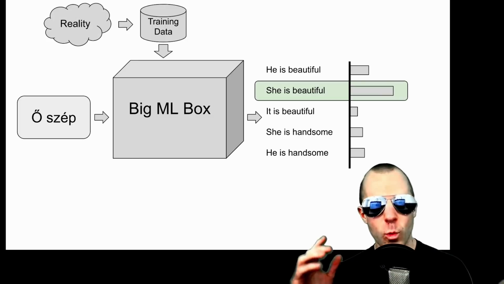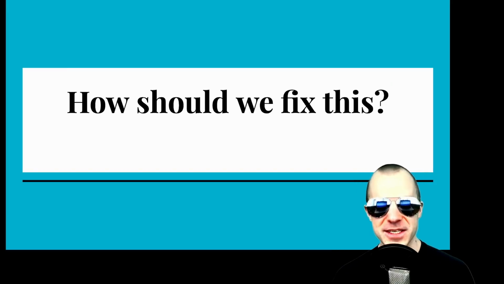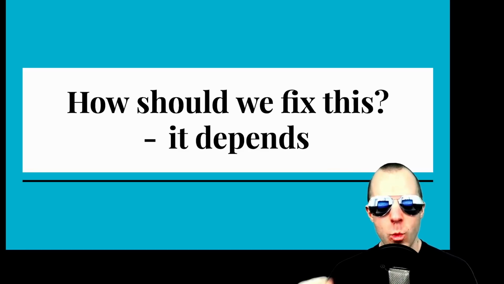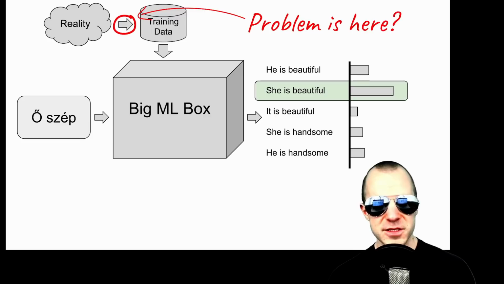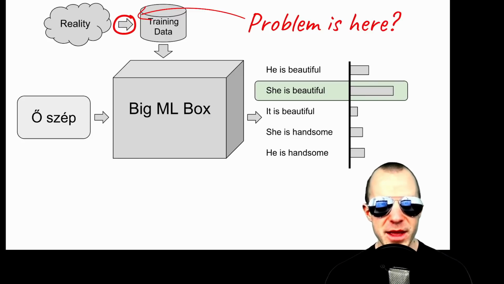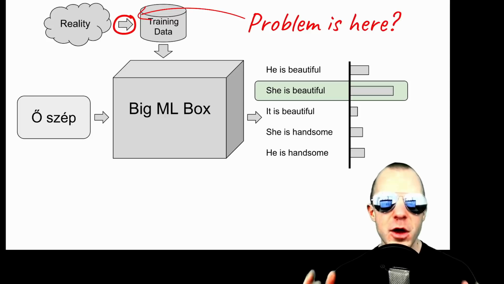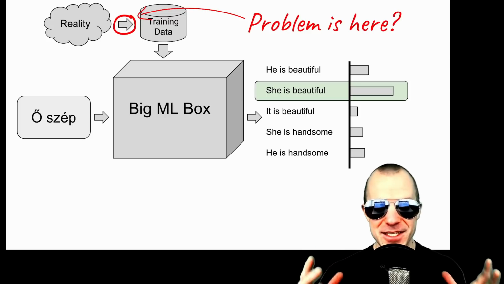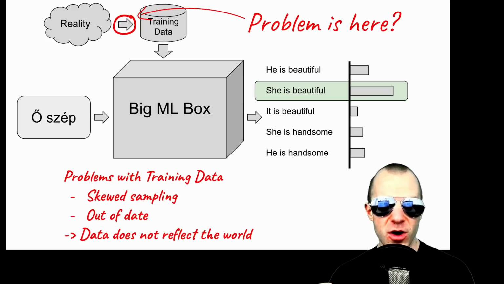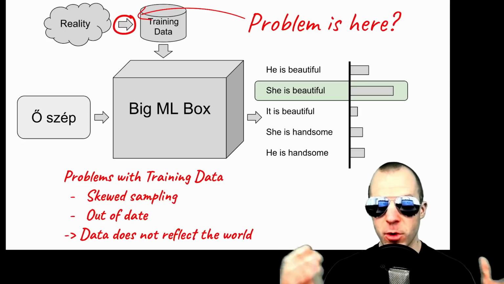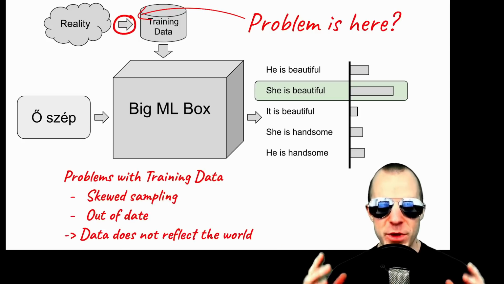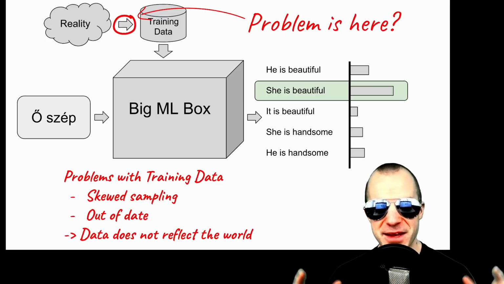So now we might ask ourselves, what do we do about it? How should we fix this? And the answer, unfortunately, is it depends. It depends on where you think the problem lies. So the first point where there could be a problem is the way we derive the training data from the world or from reality itself. Common issues here are that the sampling of data is somehow skewed, it is out of date, we're working with old data. In general, the data that we have does not reflect the world. And if the data that we have is skewed in some way, we can only expect that our machine learning system picks up on that skew.